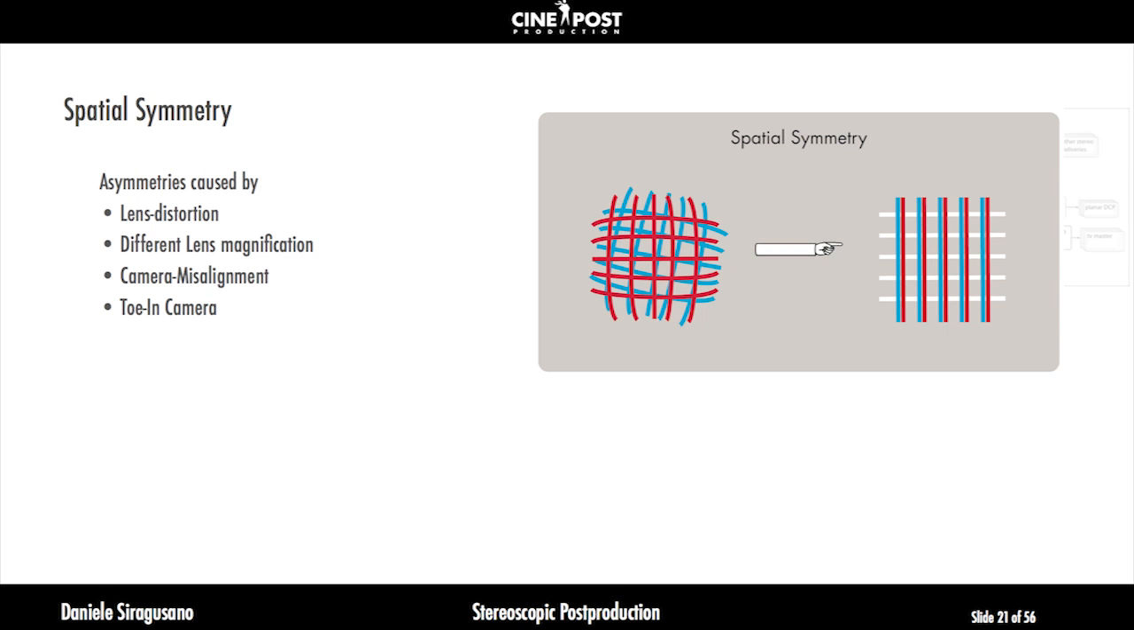Spatial symmetry. To correct for spatial asymmetries, it's handy to know why they can occur. One thing is lens distortion, and no two lenses have exactly the same lens distortion. Even if you lined up the film backs exactly, to the micrometer, you couldn't get a pixel-accurate match or pixel-accurate symmetry because of the different lens distortions from one camera to the other. You also get different lens magnification. No 50mm lens is like the other.